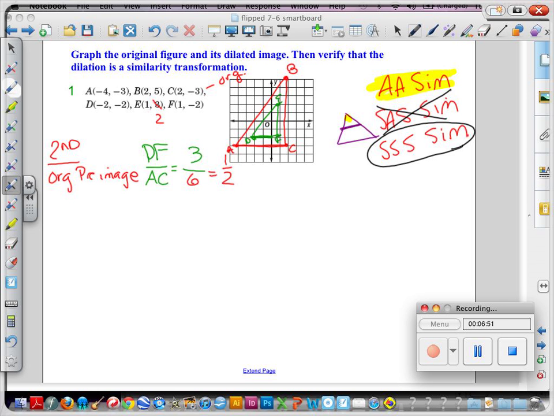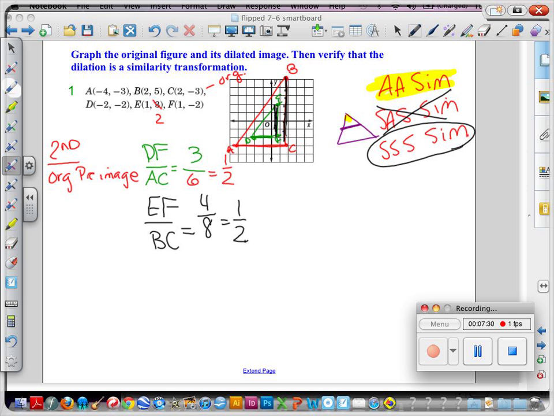Okay, now I'm going to focus on my EF and my BC. I'm matching up corresponding parts. And my EF, I'm counting that out: 1, 2, 3, 4. And my BC: 1, 2, 3, 4, 5, 6, 7, 8. I'm getting half again. Okay, so now I've got to do my hypotenuses, or the longer segment.